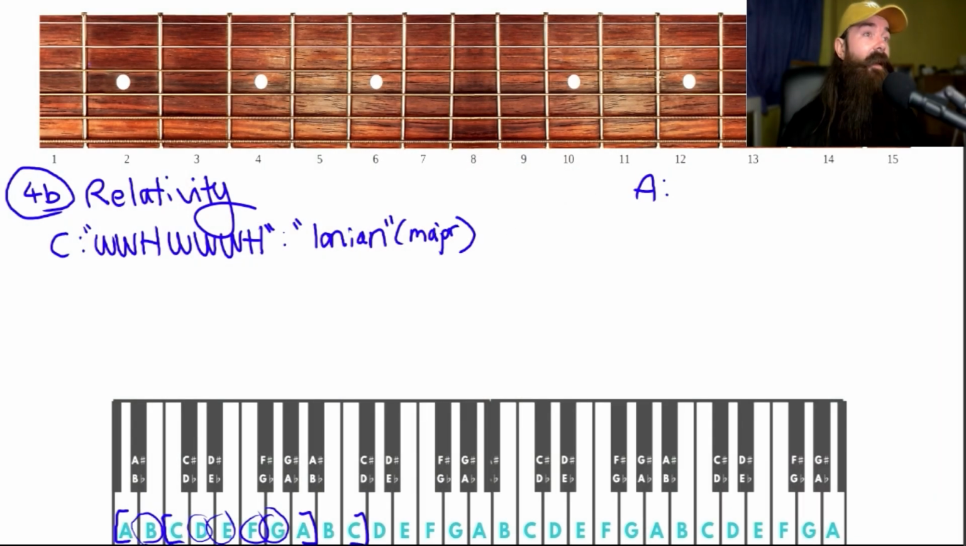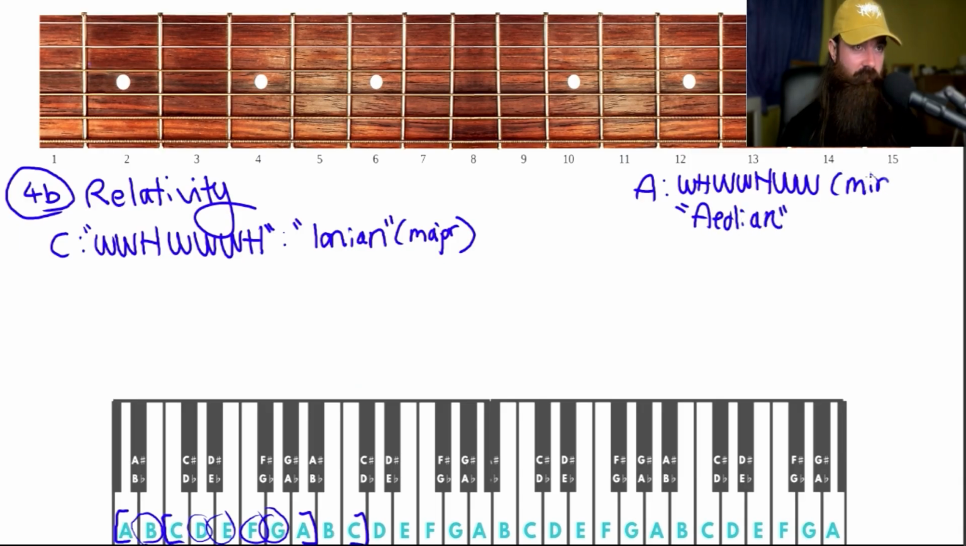And likewise over here, the A natural scale, which happens to be this order of whole and halves. What we're talking about there, when it comes to a minor scale, in a key of A, happens to be an Aeolian mode of the major scale.